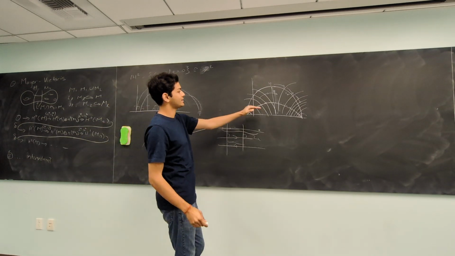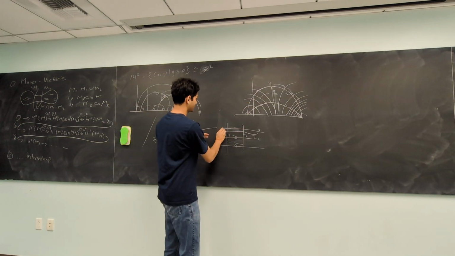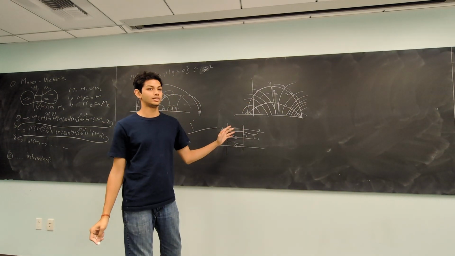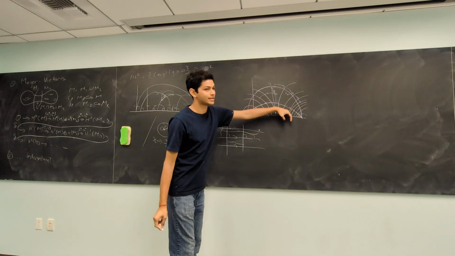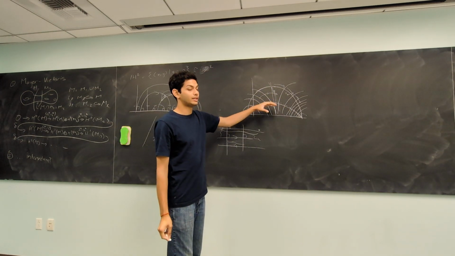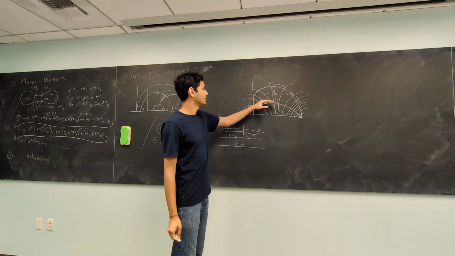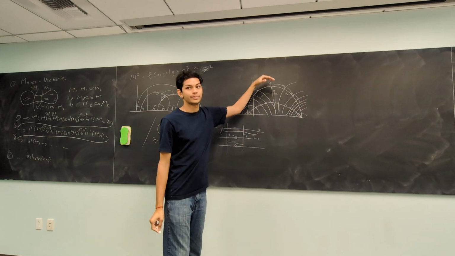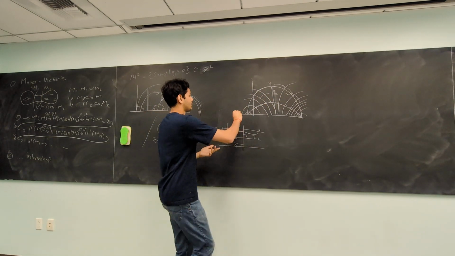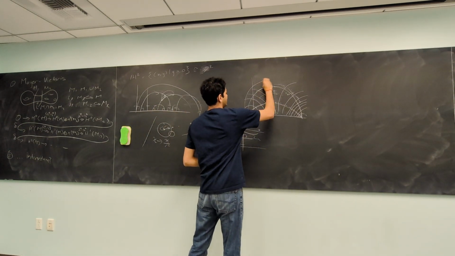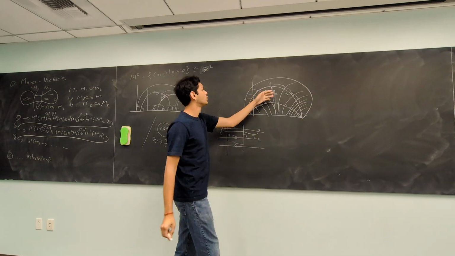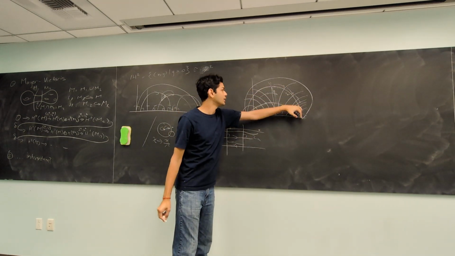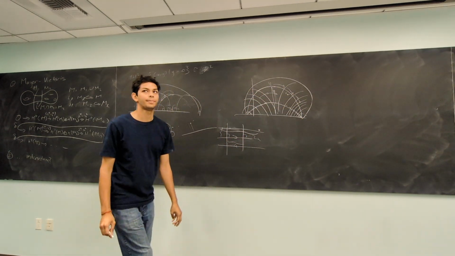And what this means is translations should fix things which are equidistant from this line. The points which are equidistant from this line correspond to not hyperbolic lines, but Euclidean circles which pass through those points. And if you look at the ones on the outside, these are also points which are equidistant from the single line.